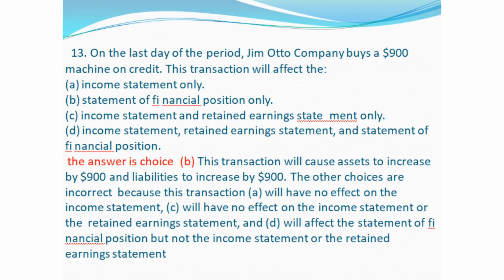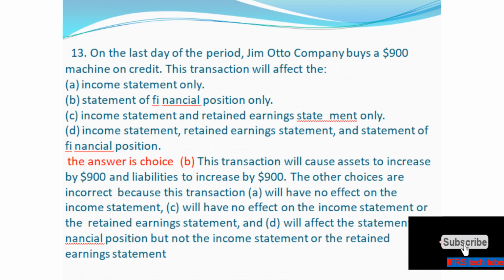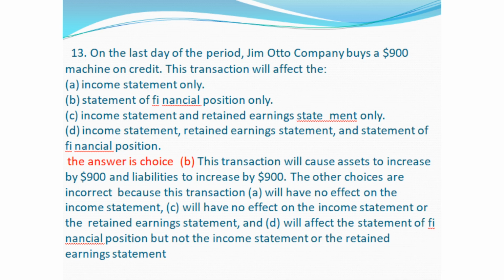The answer is choice B. This transaction will cause assets to increase by $900 and liabilities to increase by $900. The other choices are incorrect because this transaction, A. Will have no effect on the income statement, C. Will have no effect on the income statement or the retained earnings statement, and D. Will affect the statement of financial position but not the income statement or the retained earnings statement.